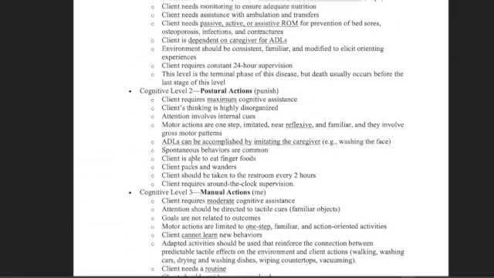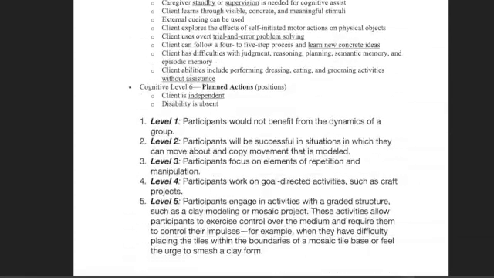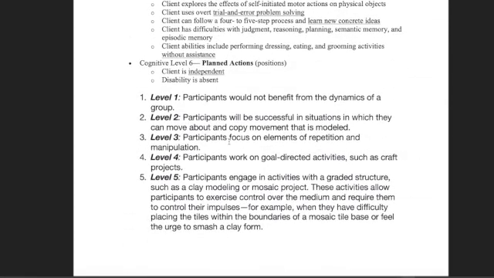And then lastly, moving on to level 6, planned activities or planned actions. The client is now independent. You don't even notice that there is a disability. So again, you move from level 1 being most disabled to level 6 being independent. And then I'm just going to briefly go over some things about group dynamics for each group.